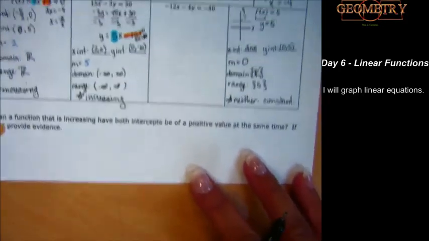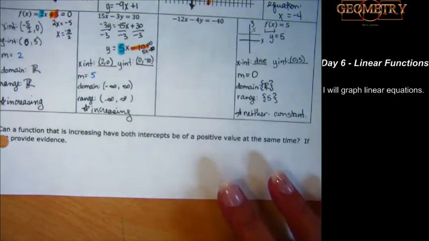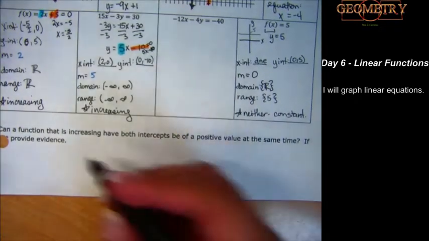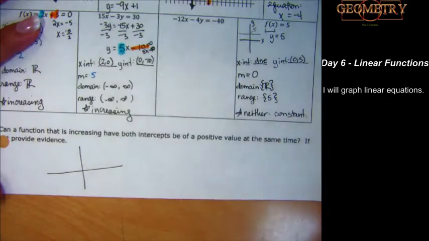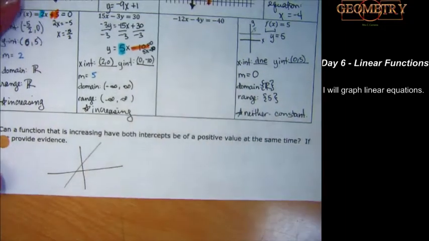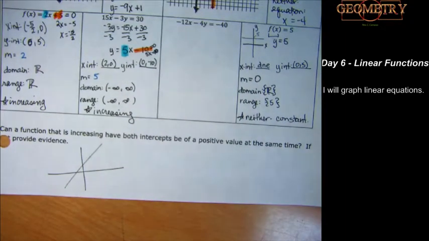Last question for you. Can a function that is increasing, okay, so this function looks like this, it's increasing. Can it have both its x and y intercepts be positive numbers at the same time? Okay, I've got difference of opinion. Those who are saying yes, how does that work? Those who are saying no, how does that work?